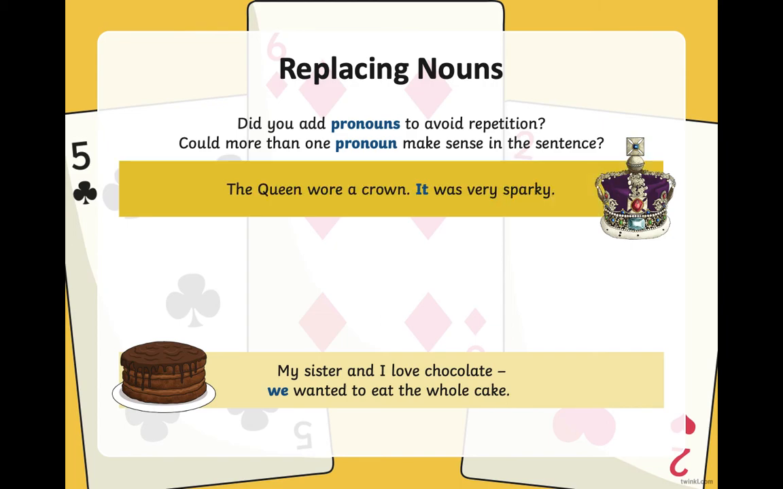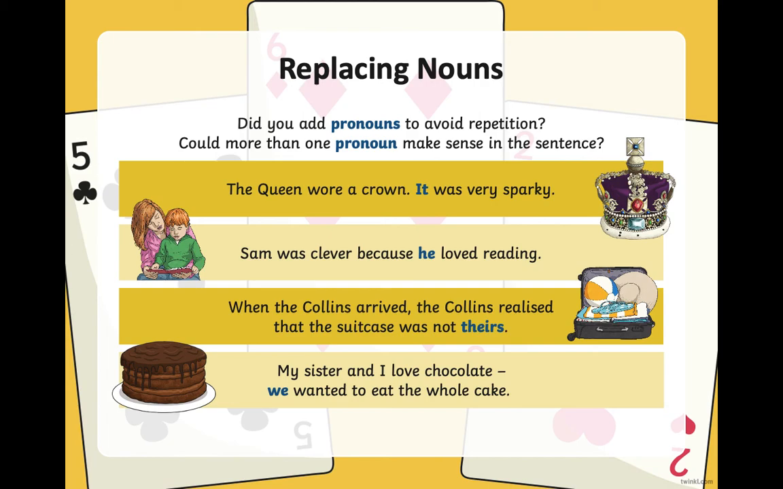Okay, here are the solutions. The Queen wore a crown. It was very sparkly. Okay, so the second crown was replaced by it. Oh, it just says sparky actually, not sparkly. Obviously, you could say the Queen wore a very sparkly crown and avoid that situation as well. Sam was clever because he loved reading. So the second Sam was replaced with he.